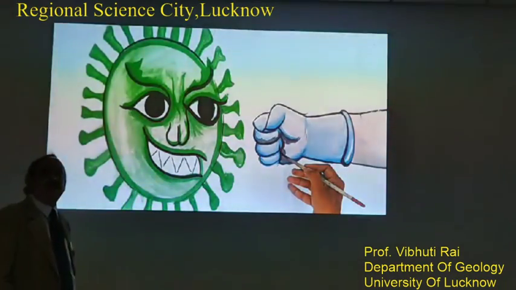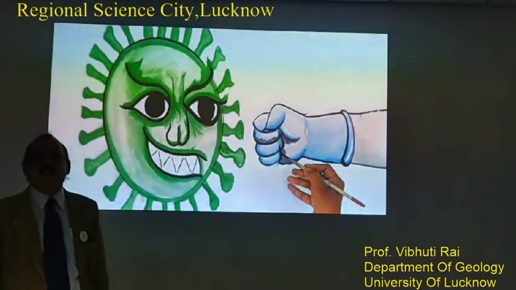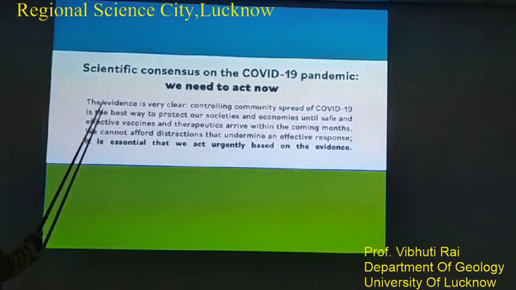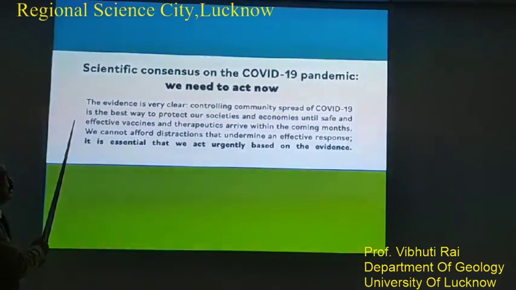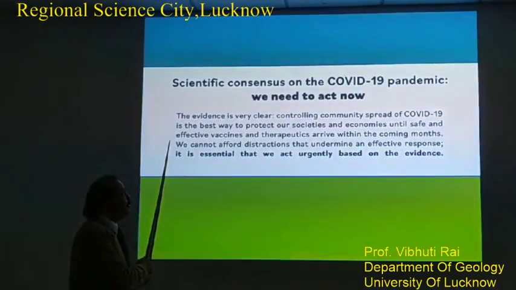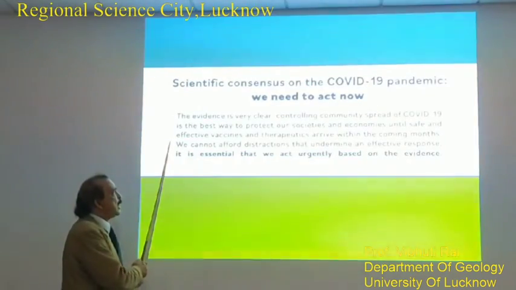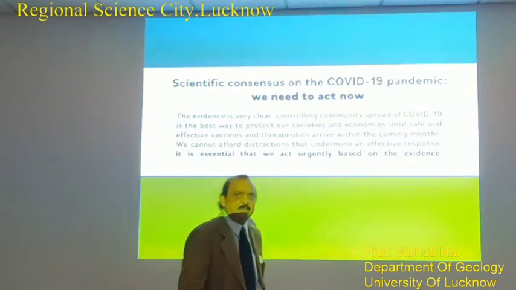So we have to fight it out, because we need a future which is much safer, much healthier for each and every person of the world. The scientific consensus in the COVID-19 pandemic: we need to act now. The evidence is very clear. Controlling community spread of COVID-19 is the best way to protect our societies and economies until safe and effective vaccines and their therapeutics arrive within the coming months. We cannot afford distractions that undermine an effective response. It is essential that we act urgently based on the evidence.